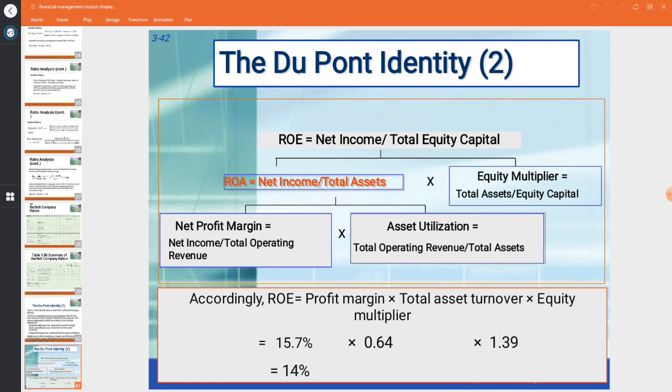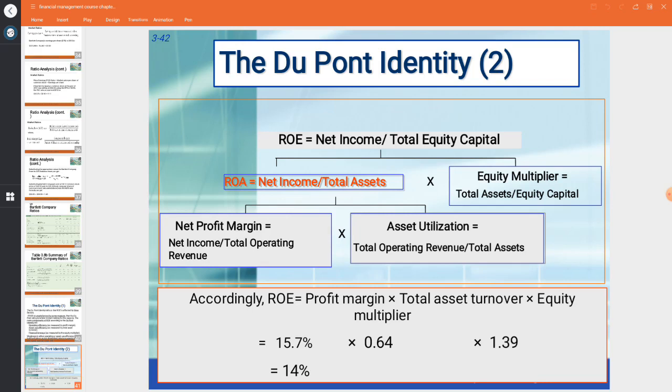Asset utilization is equal to total operating revenue divided by total assets. Total operating revenue divided by total assets. This is the second subsection. As you see, if we would like to reflect the return on equity according to the DuPont identity, ROE is equal to profit margin multiplied by total asset turnover multiplied by the equity multiplier. We will have the same result, which is 14%.